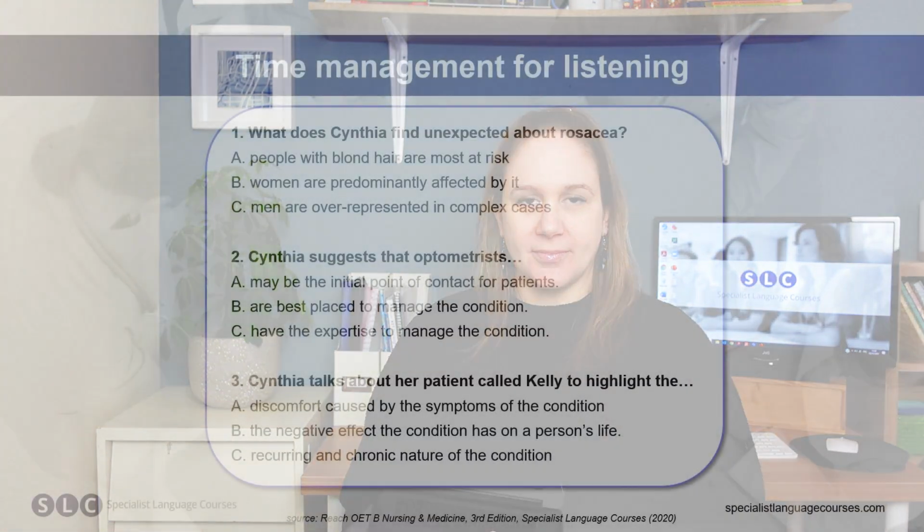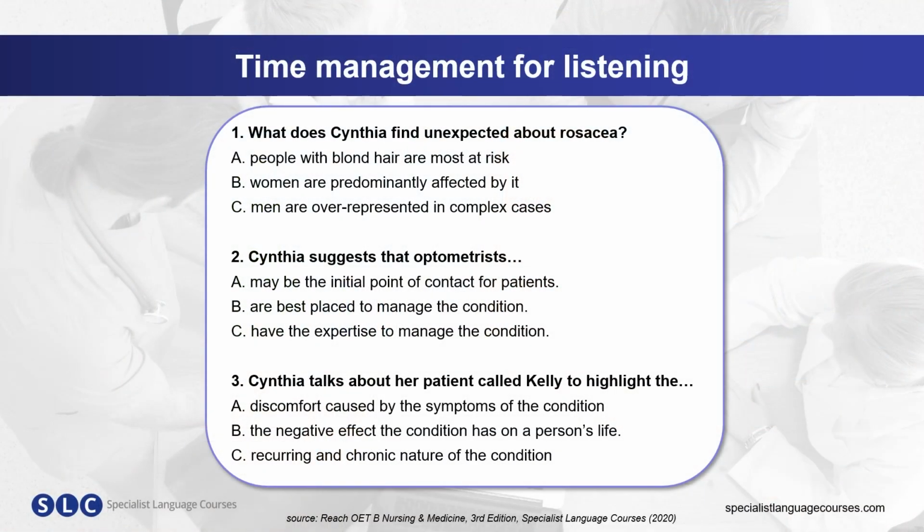Now let's take a look at how to use your pre-listening time for Part C. For Part C, you will have 90 seconds to read the 6 questions and 3 options for each question. This means that you have about 15 seconds per question and 3 options, which is quite a lot of time, but you need to use this time effectively.